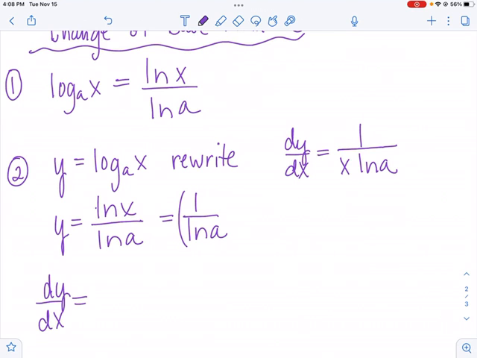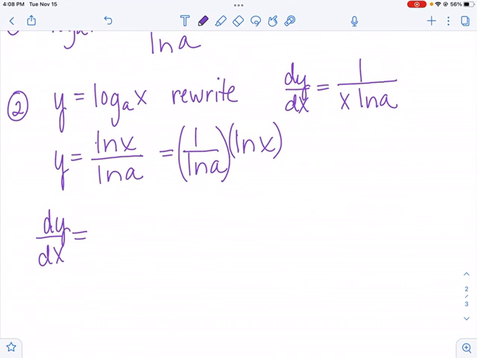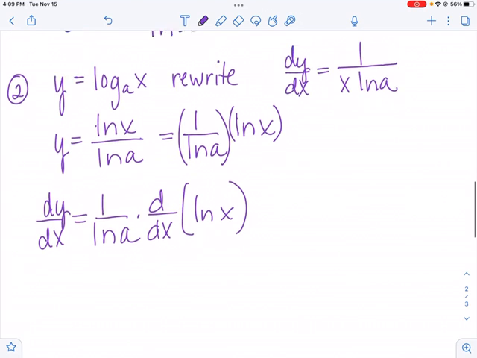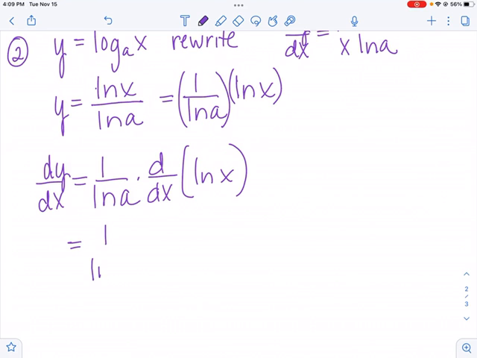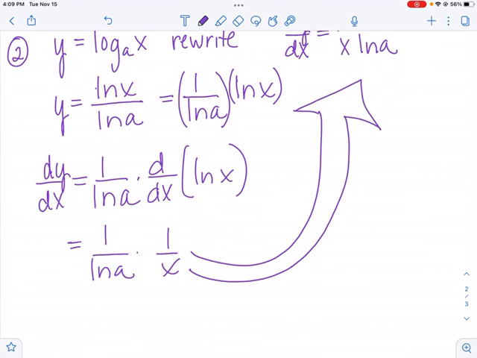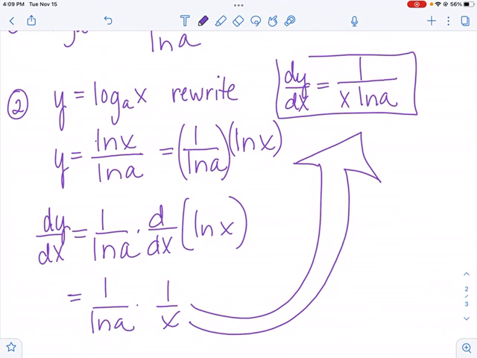We characterize that as a number, right? And then we have times ln of x. So we have a number times the function ln of x, so dy/dx would be that number, 1 over ln of a, times the derivative with respect to x of ln of x. And so we simply get 1 over ln of a times 1 over x, and that leads to the derivative that we've been talking about, okay?